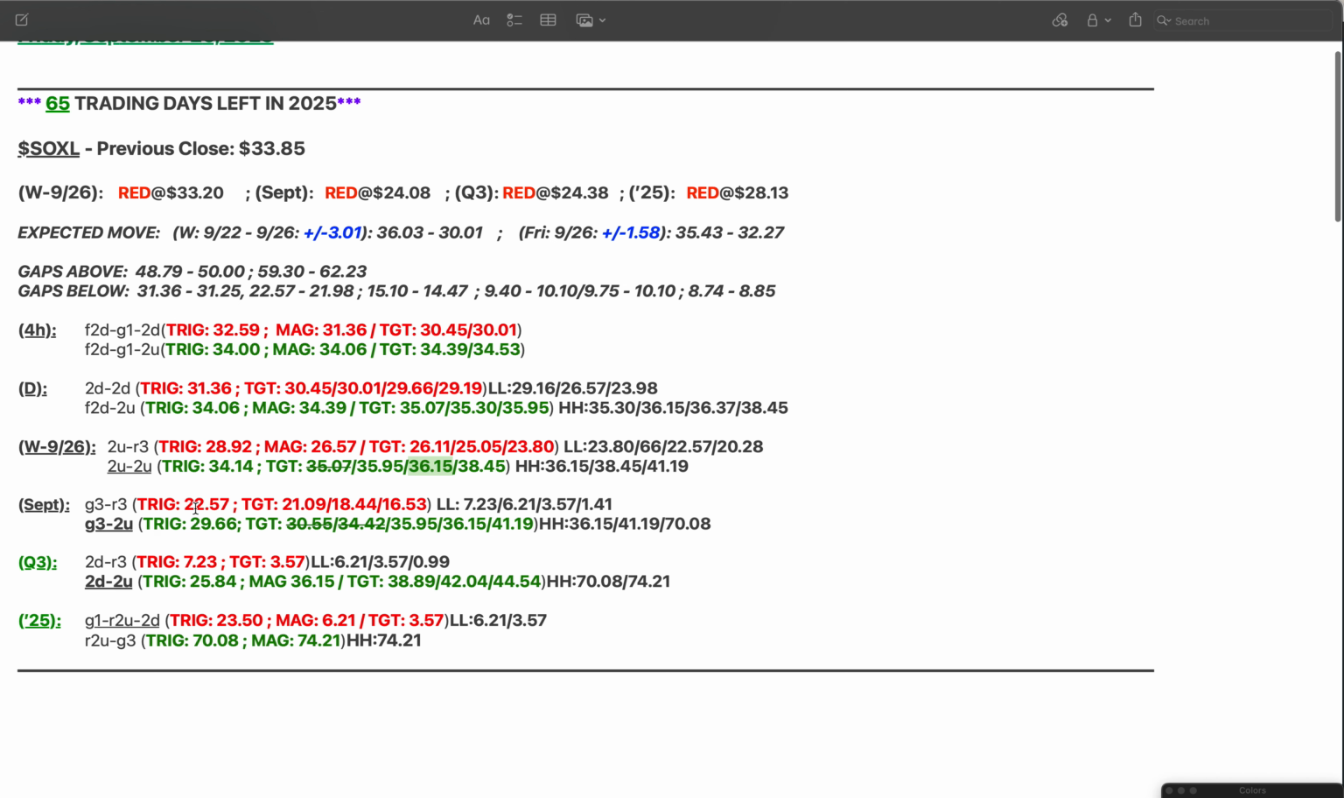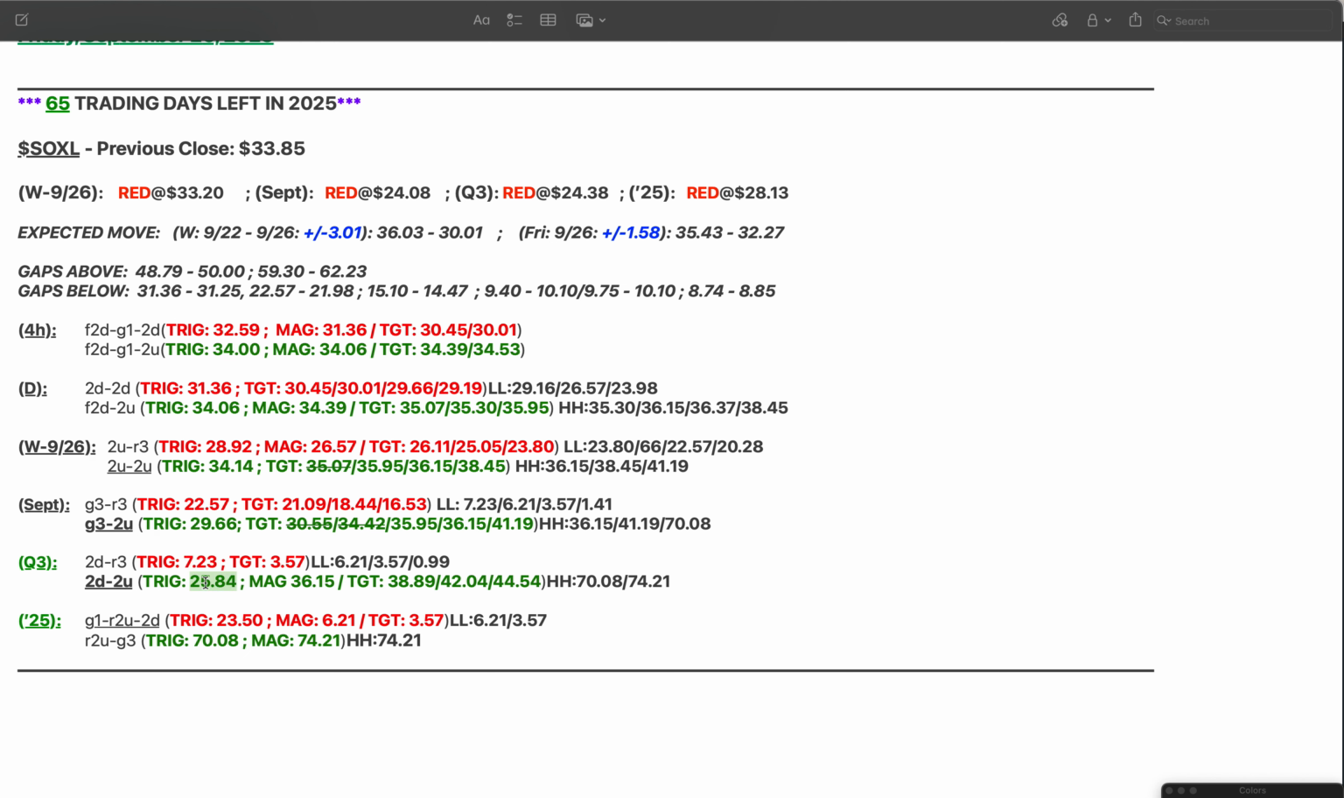If we were to go red 3 on the month, 22.57, don't think that's going to happen. The month's almost over, so we'd have to have a really big dip for that to happen. From the quarter perspective, same thing, 7.23. We're not going to get that this quarter. Well, there's 1 month left. I don't think we're going to crash that hard in 1 month, right?